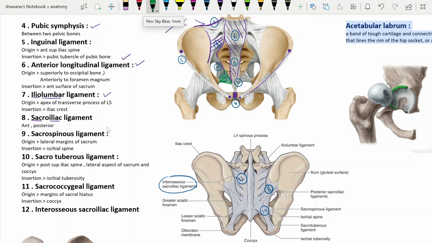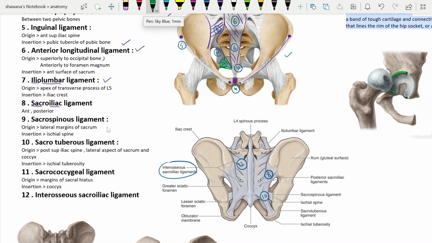The 10th one is the sacrotuberous ligament. In this diagram I will not discuss the sacrotuberous ligament. It is more prominent in the posterior view. So this is the sacrotuberous ligament, all the way, this one. This is the sacrotuberous ligament.